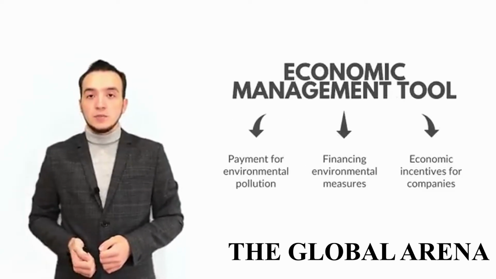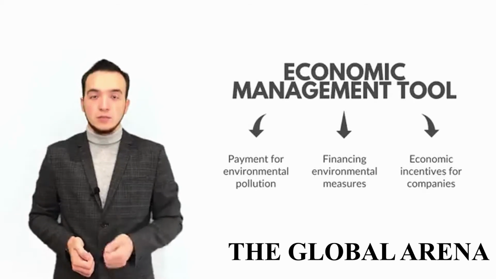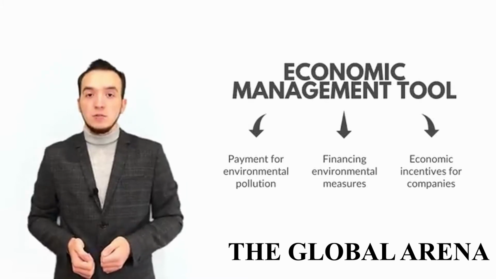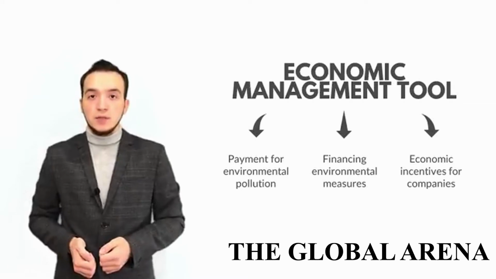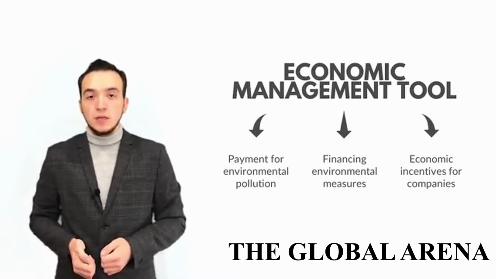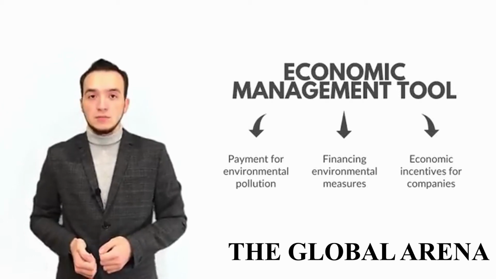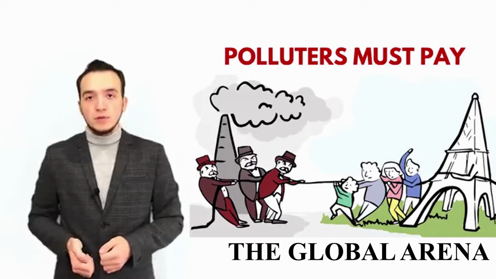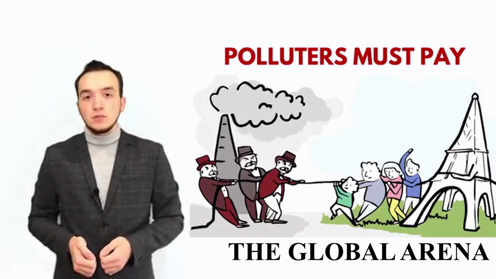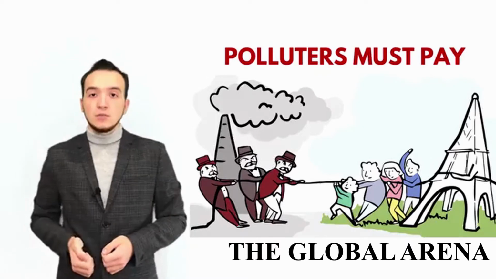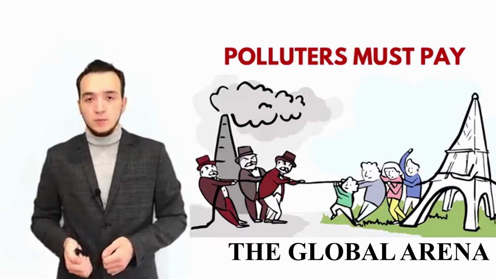The economic mechanism serves to control and manage the situation in the field of environmental protection. It represents a set of laws regulating terms and procedures for accumulation of funds coming as a payment for environmental pollution, financing environmental measures, and economic incentives of companies. The polluter must pay principle is important because it is aimed at increasing the interest of natural users in efficient and rational use of natural resources and protection and reproduction of the natural environment.